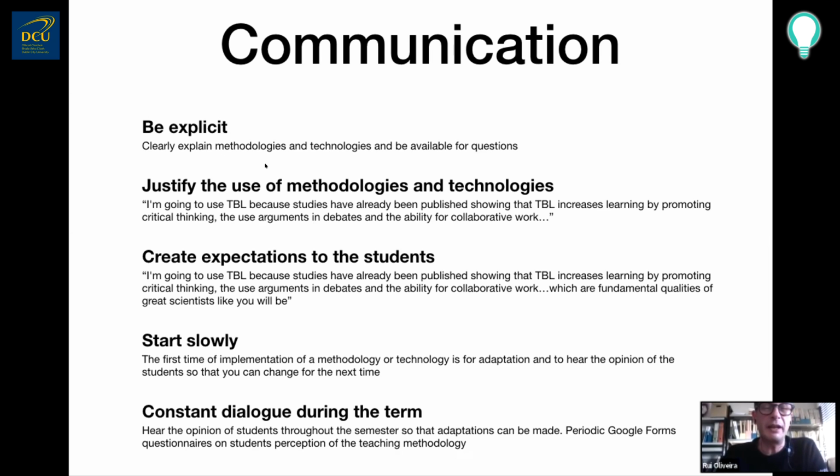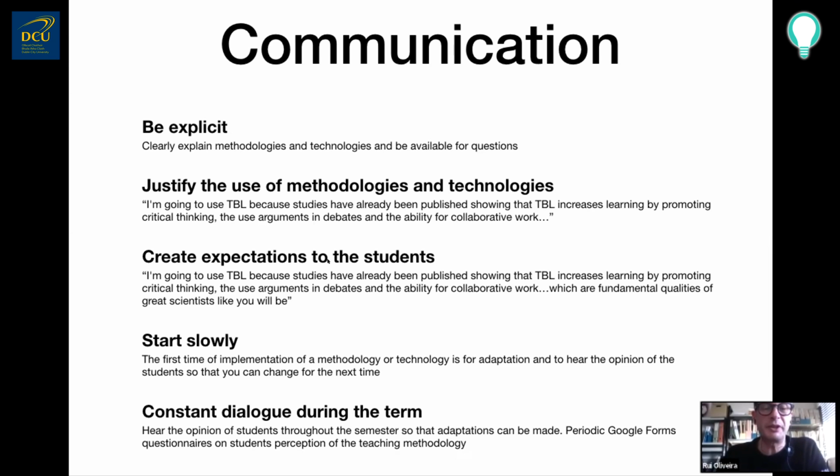I justified every methodology for the students, so they could feel that they were using each platform, each technology with a purpose, for instance, for improvement of critical thinking, to improve the use of arguments in debates or the ability in collaborative work, so they could feel that they were doing something for their own benefit.